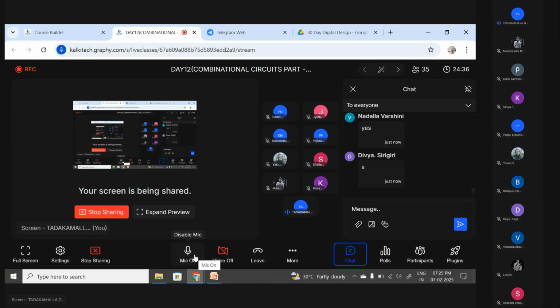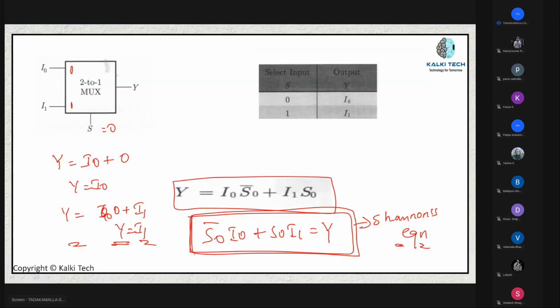So let's say if you have this particular expression, this 0 is for the first pin and 1 is for the second pin. So in some designs, it will be written like this, S10. Okay, this is nothing but I naught and this is nothing but I1.